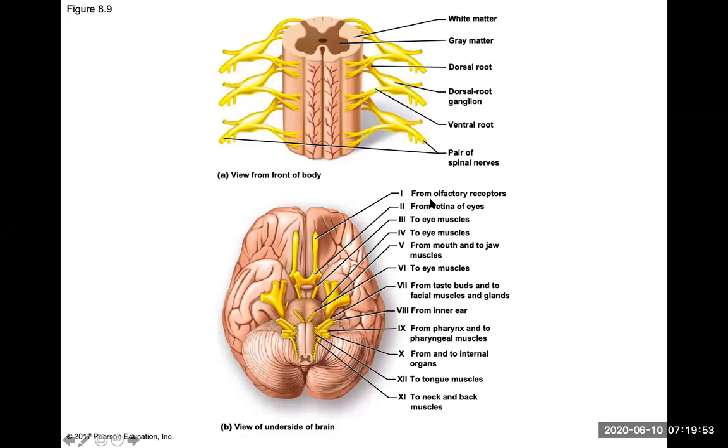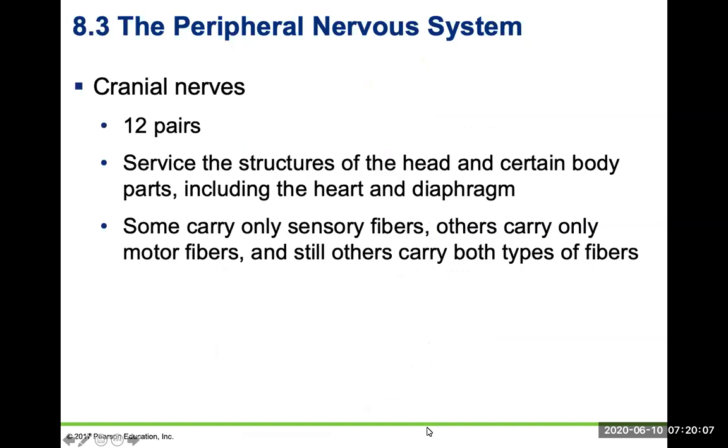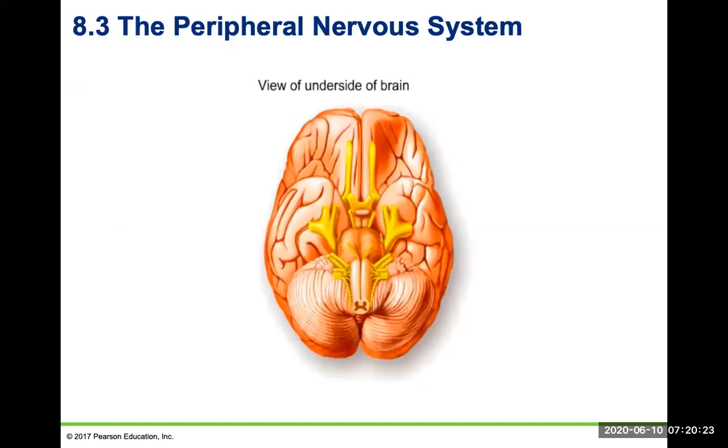And here is a look at all of the cranial nerves. We number them 1 to 12 in Roman numerals. There are different nerves that come off of the brain that have these specific effects on these organs or structures. There's 12 pairs of cranial nerves. They service the structures of the head and certain body parts like your heart and diaphragm. Some carry sensory information, some carry motor fibers, and still others can carry both types. Here's a look at peripheral cranial nerves. You can view this.